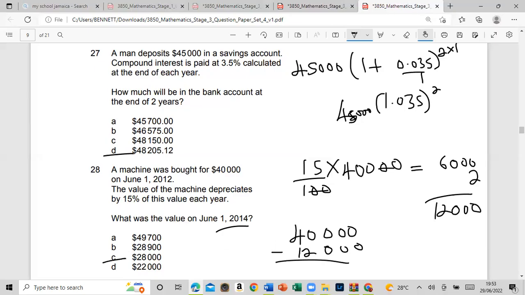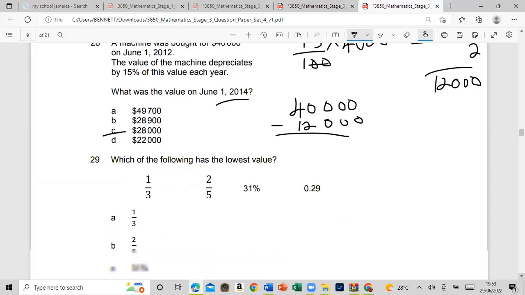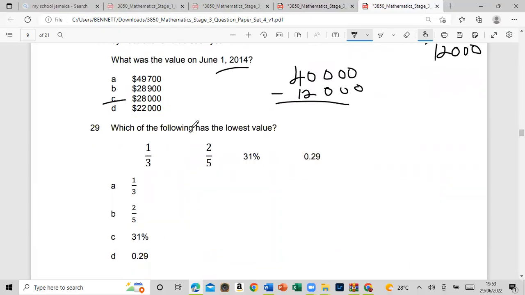So that will be 28,000. I stand corrected if the reducing balance method has an option there. Which of the following has the lowest value? Alright, so this is the third one. We've done everything in our decimal. So 0.2. Honestly, I just don't know. Alright, so let's move on to 30.